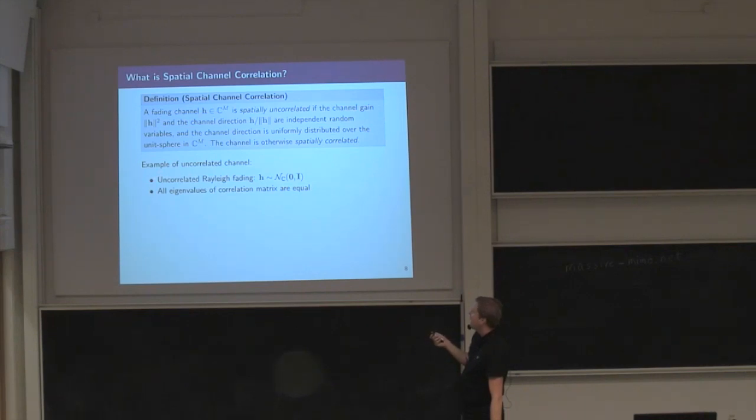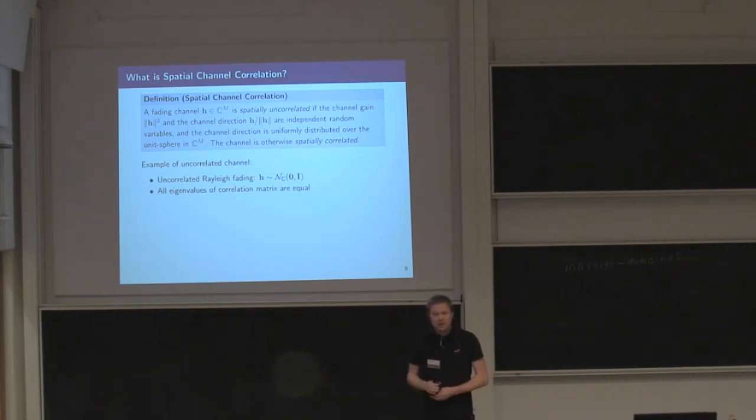If you want an example of something uncorrelated, there is one good example: the uncorrelated or IID Rayleigh fading that Eric talked about this morning, where the channel is complex Gaussian, has zero mean and an identity matrix as the covariance matrix, or we can also call it the correlation matrix because you have zero mean. In this case, all the eigenvalues of this correlation matrix are the same. It's an identity matrix, so all of them are definitely the same. That's one of the things you can look at to see that something is spatially uncorrelated.